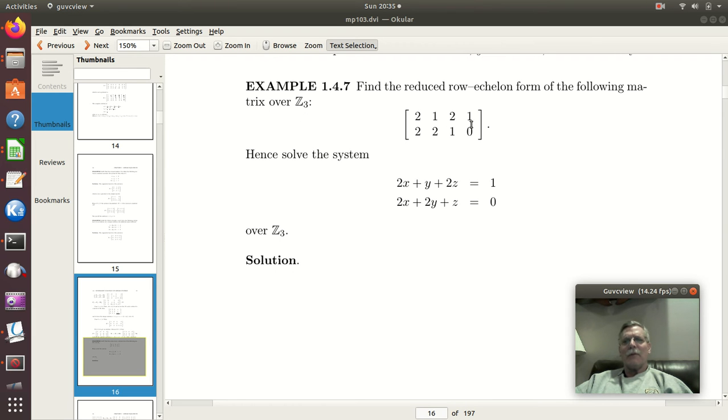So notice nothing's bigger than 2 in here: 1, 0, 1, and 2. And hence they say solve this system. That's the corresponding system to this augmented matrix. And so I've put that augmented matrix into Sage.